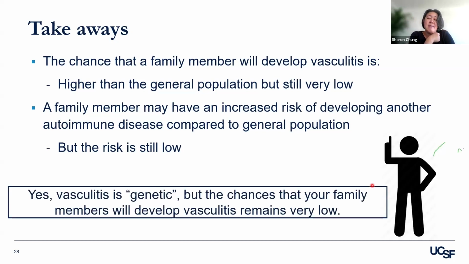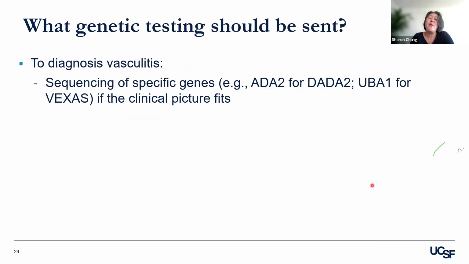So to answer the question, yes, vasculitis is genetic, but the chances that your family members will develop vasculitis is pretty low. Are there genetic tests that should be sent? And I've touched upon this in the presentation. I think there are certain situations where I would send off sequencing or testing for specific genes, such as ADA2 for DADA2 or UBA1 for this VEXAS process. And that is if the clinical picture fits one of these diseases.